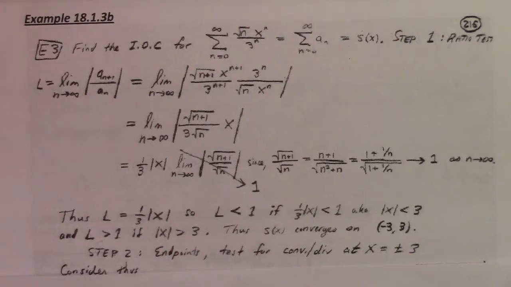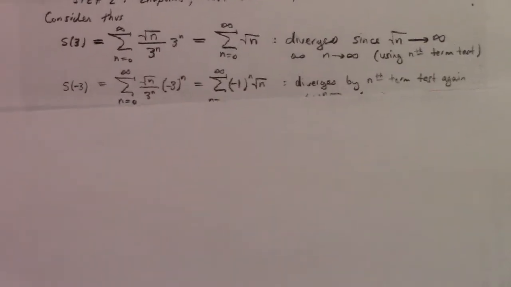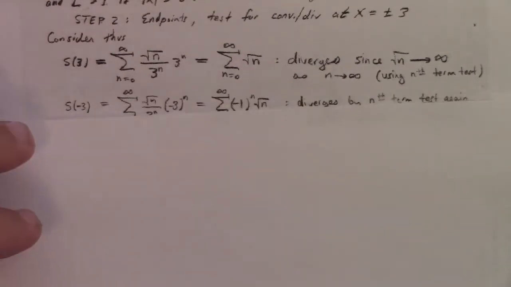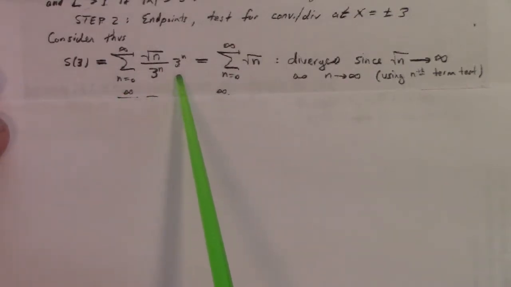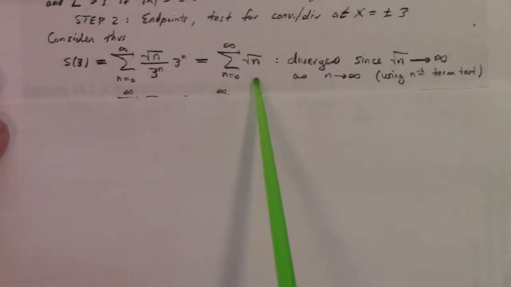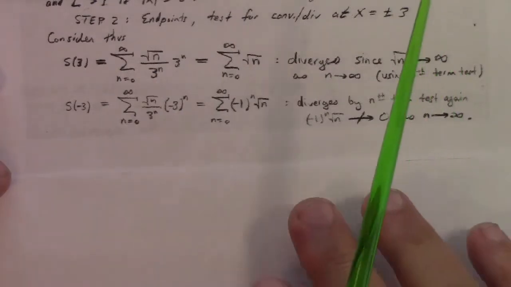So step 2 then is to check endpoints. I've got to test for convergence or divergence at plus or minus 3. At x equals 3, plug in 3, that gives me root n. That diverges by the nth term test. When I plug in minus 3, I get minus 1 to the n root n, which again diverges by the nth term test. So in fact, the interval of convergence here was precisely minus 3 to 3.